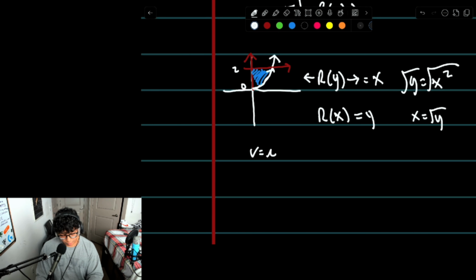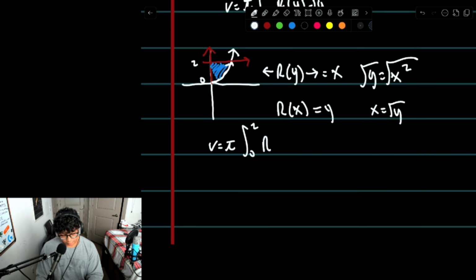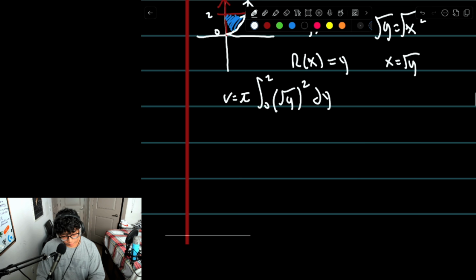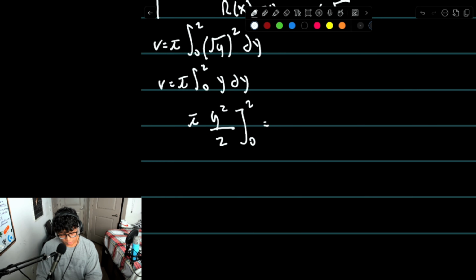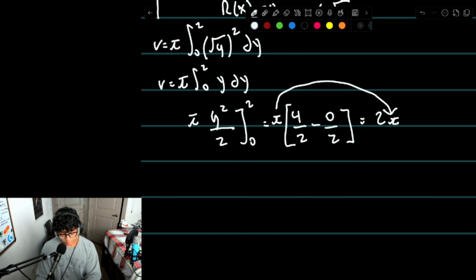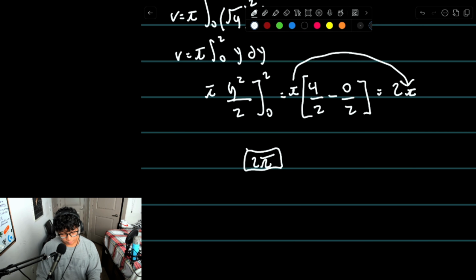So our volume equals pi times the integral from 0 to 2, and then our r of y squared, which in this case is the square root of y squared dy. To further simplify, V equals pi times the integral from 0 to 2 of y dy, and we know the antiderivative of y is simply y squared over 2. And then don't forget our pi again, between the bounds of 0 to 2. So now this is just a plug-in. 4 over 2 minus 0 over 2 will simply be 2, and bring over the constant, which is pi, and that's our final answer, 2 pi.